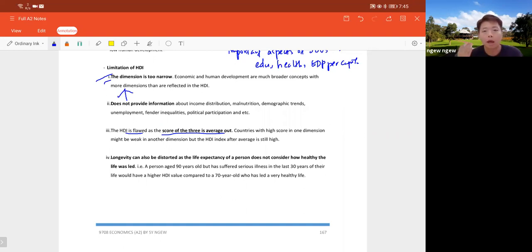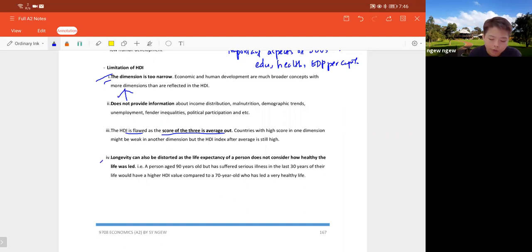Just like your average score of your academic performance is 0.7 out of 1. But it might be because you are extremely strong in math, but then you might not be as strong in econs and in one other subject. So therefore, your average doesn't reflect your overall strength, doesn't reflect your strength in individual subjects.